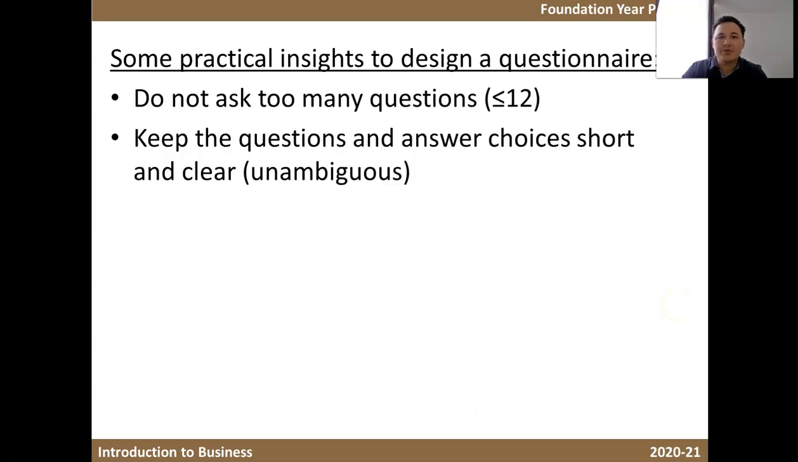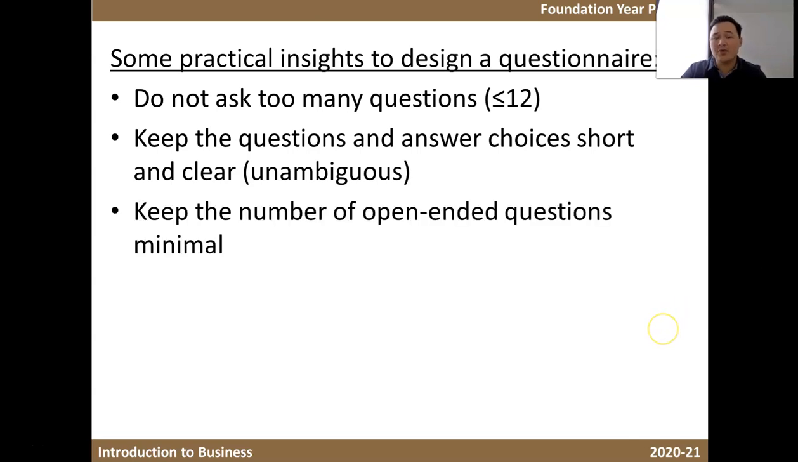Now, do not ask too many questions. Keep the questions and answer choices short and clear. A customer or a respondent should not think about your question too hard, okay? He or she will not answer the question because it takes a lot of mental energy. So keep it very simple. Go to the point, and do not ask too many questions.